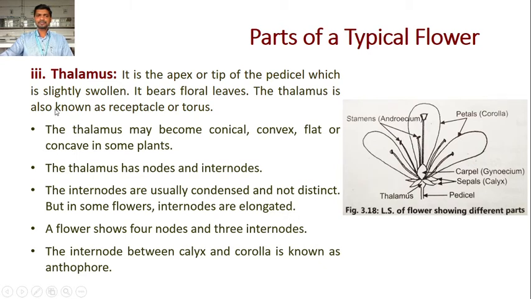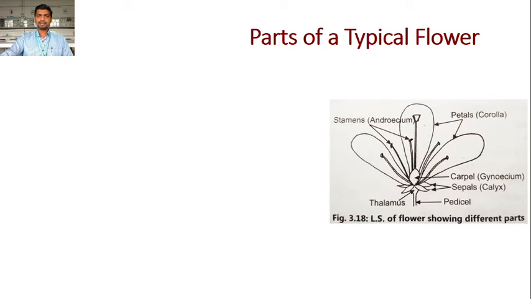Okay, so here the thalamus is the apex or tip of the pedicel which is slightly swollen. It bears the floral parts such as calyx, corolla, androecium and gynoecium. The thalamus in some plants may be conical, concave, convex or flat. So this is about the thalamus.